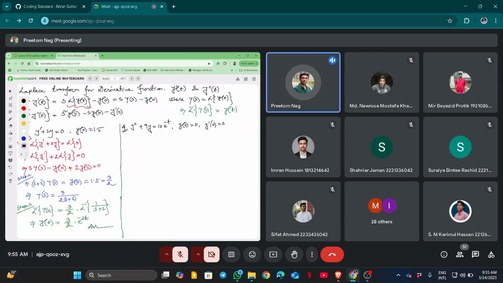So as for step 1, we have to apply the Laplace transformation to the left hand side, and we can split it in this form, and 10 into the Laplace transformation of e to the power minus t. Okay.